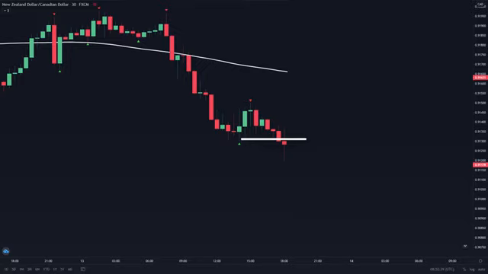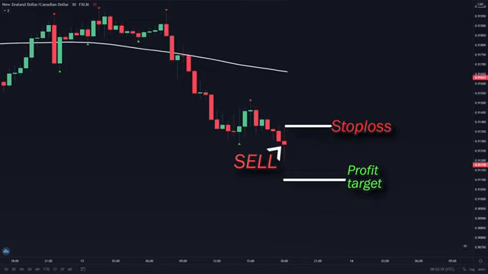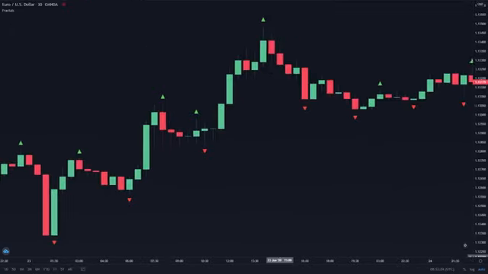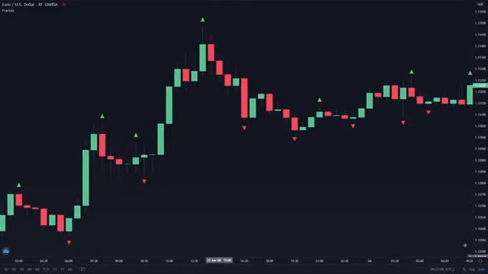Once this happens, you take a sell position. Then, you place your stop loss above your entry candle and set your profit target at 1.5 times your stop loss. And as you can see, this trade ended up being profitable. And that's how you trade the fractal as a breakout strategy.